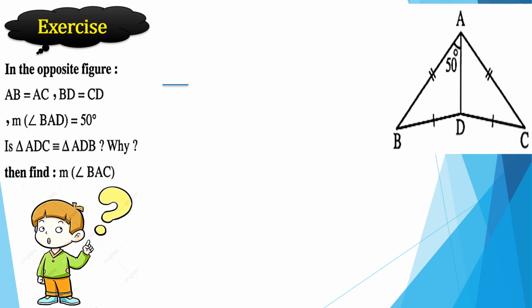Exercise. In the opposite figure, AB equals AC, BD equals CD. Measure of angle BAD equals 50 degrees. Is the triangle ADC congruent with the triangle ADB, and why? Then find the measure of angle BAC.